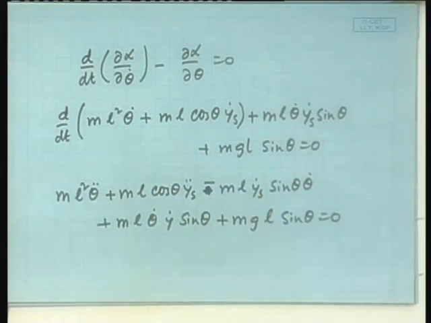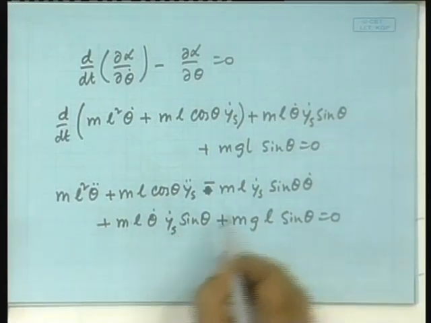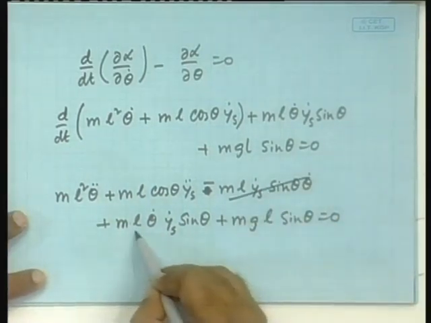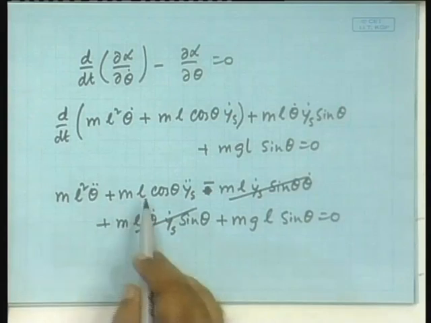That is what I am looking for. What cancels? M1 y dot s sin theta theta. The third and the fourth term will cancel. These two cancel off, no? Yes. So three things remain.